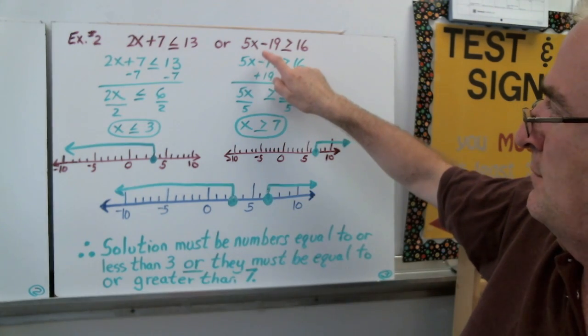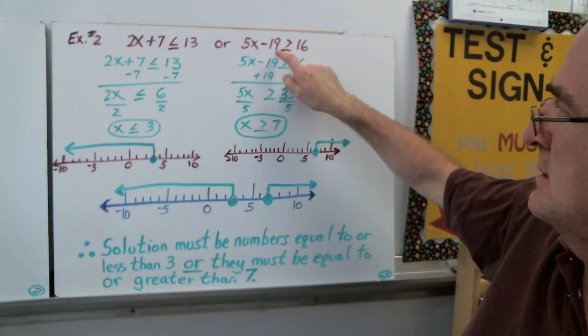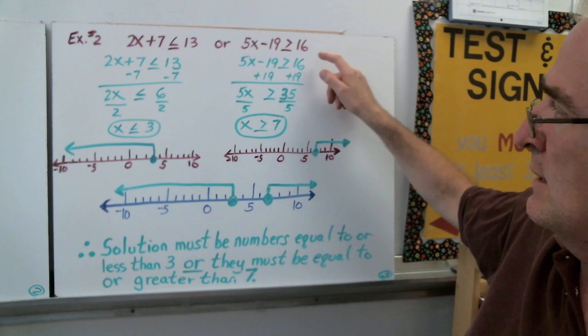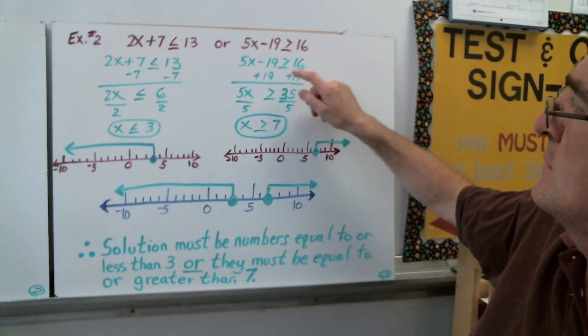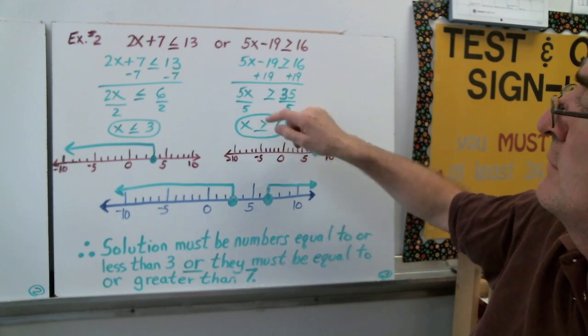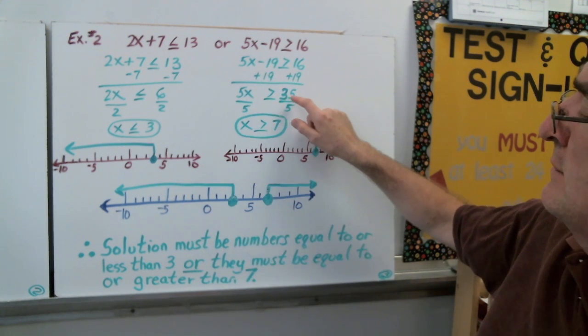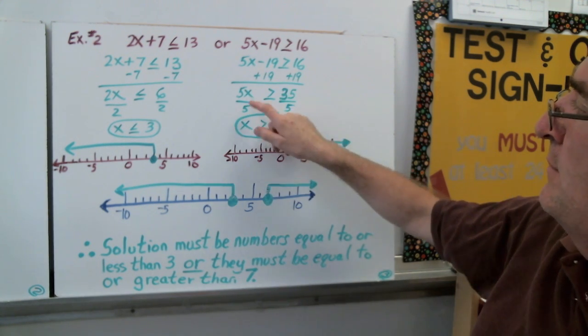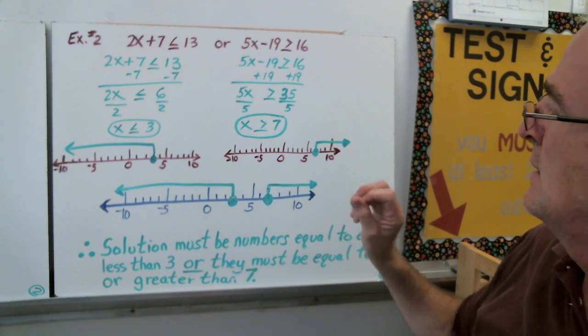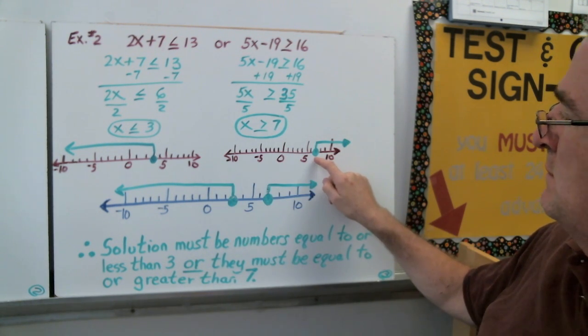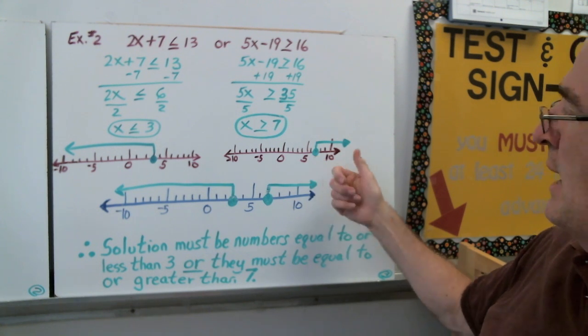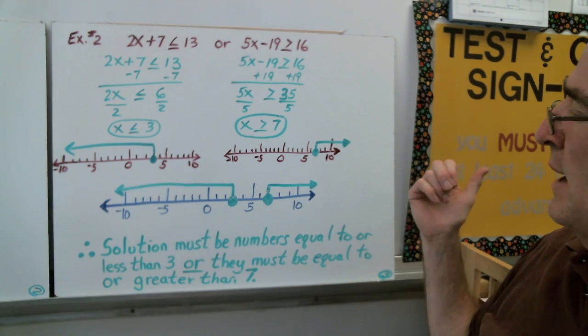We now graph 5x − 19 is greater than or equal to 16. We solve it first, and then we'll graph. We add 19 to both sides to cancel out here. We get 5x is greater than or equal to 35. 5 goes into 35 7 times. So now we have greater than or equal to. We come to 7, a closed dot, and we're going in the positive direction.